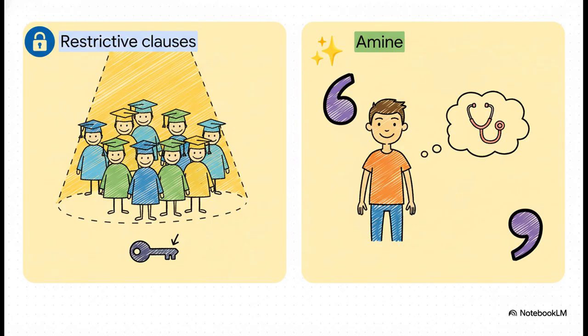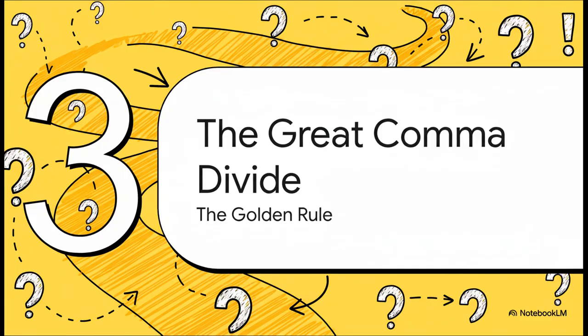But on the right, it's just extra info. We already know who my friend Amin is. And did you notice the huge commas on the slide? That is the big visual clue, the giveaway that you're looking at extra info. So yeah, this brings us to the thing that trips everybody up. When do you use a comma? But don't you worry, because there is one simple golden rule to remember. And I promise you, it will save you every single time.